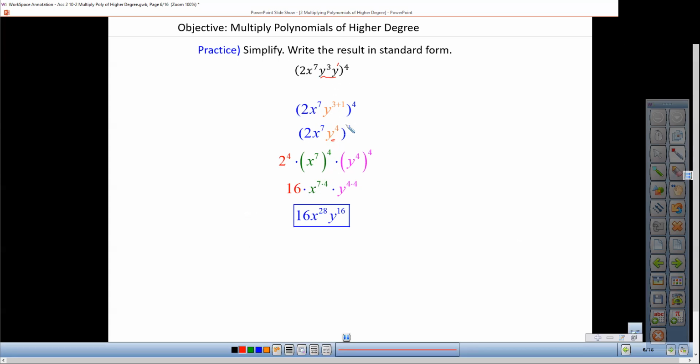And then everything inside gets that outside power of 4. And so 2 to the 4th, remember, 2 times itself 4 times, would be 4 times 4, which is 16, or 8 times 2, which is 16. And then the 7 and the 4 and the 4 and the 4 we multiply to give us a 28 and 16 exponents.